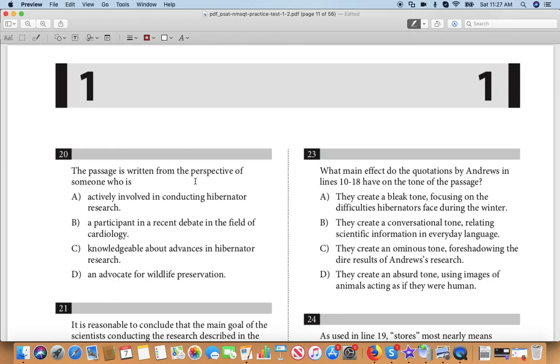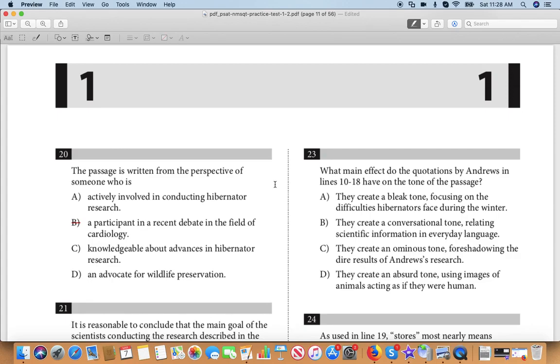A participant in a recent debate in the field of cardiology. Is the passage written from the perspective of someone who is a participant in a recent debate in the field of cardiology? No. Like, what debate? It might be, but I don't know all the details of this person's life. But there's no evidence for it. Okay, just go ahead and read C.